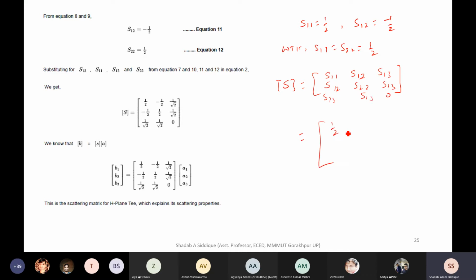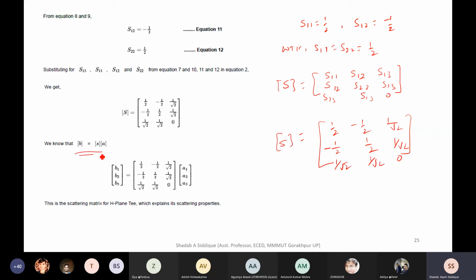S11 we just got, which is equal to half. S12 is equal to minus half, and S13 is equal to 1 by root 2. We can substitute S12 here also: S12 is equal to minus half, and S22 is equal to half. S22 is also half, and S13 again 1 by root 2. This is 0, this is 1 by root 2, this is 1 by root 2. So this is the S matrix for this one.